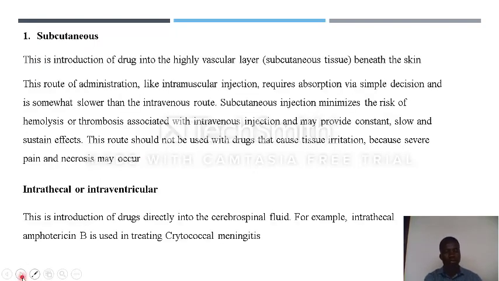We have subcutaneous as another example. The drug is administered beneath the skin into the subcutaneous tissues, where absorption takes place rapidly. So that is the subcutaneous route. We have intrathecal or intraventricular, the introduction of a drug directly into the cerebrospinal fluid. For example, intrathecal amphotericin B is used in treating cryptococcal meningitis.